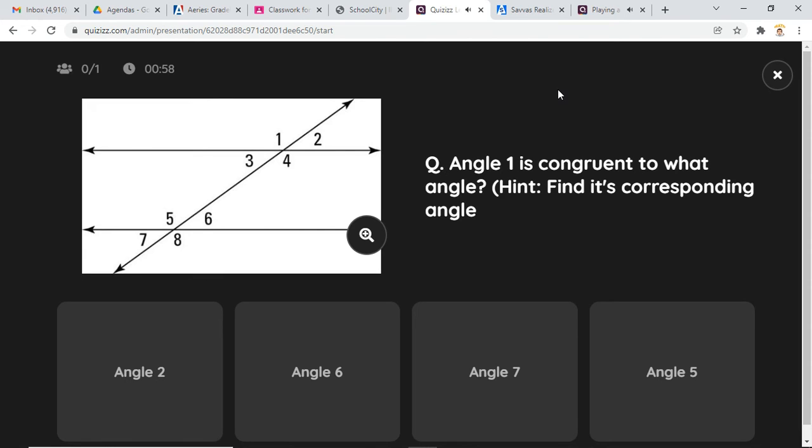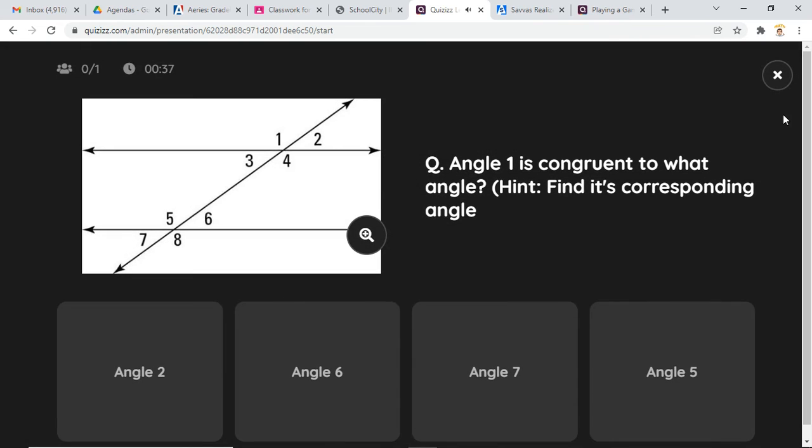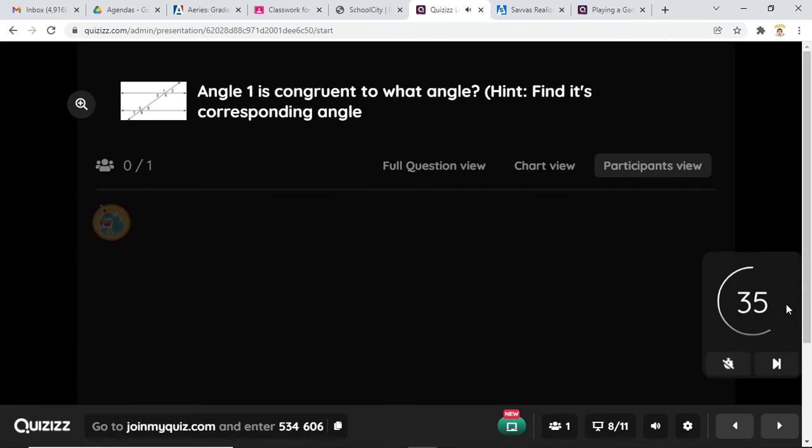Okay, so angle 1 is congruent to what angle? As a hint, I want you to find its corresponding angle. So angle 1 is congruent to what angle? Is it angle 2, angle 6, angle 7, or angle 5? Right here is angle 1. All right, feel free to pause the video if you need to, and then try your best to get your answer.